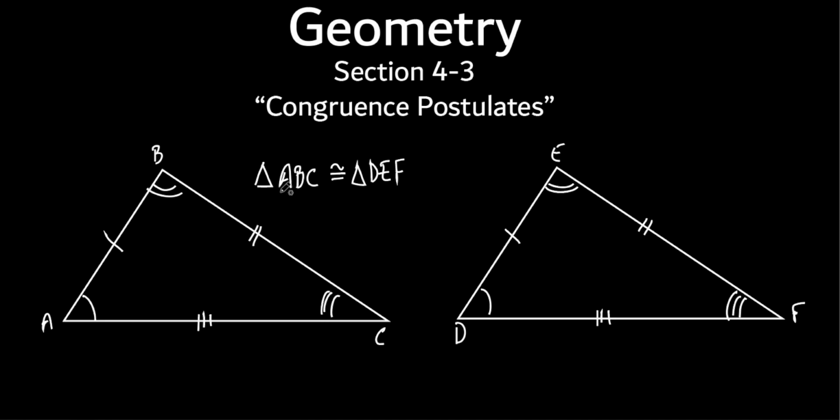Also, AB and DE are equal. See that? AB are the first two, DE are the first two. BC and EF are the second two. They're equal to each other right here. And then AC is the bottom one, and DF, they're equal to each other.